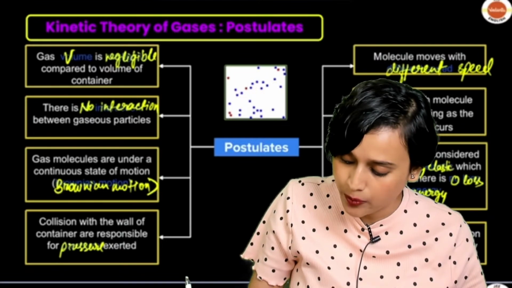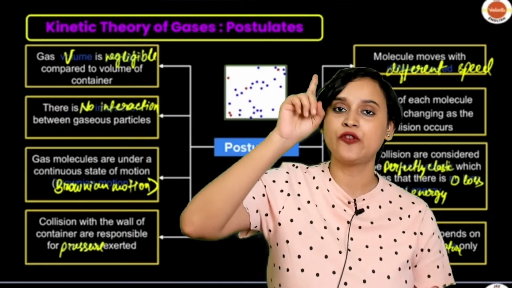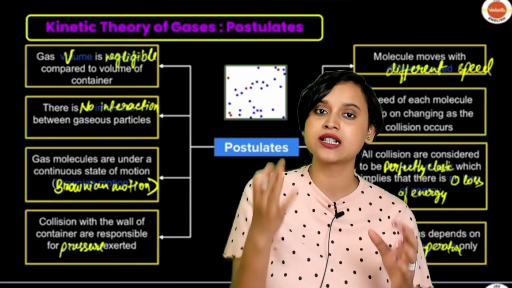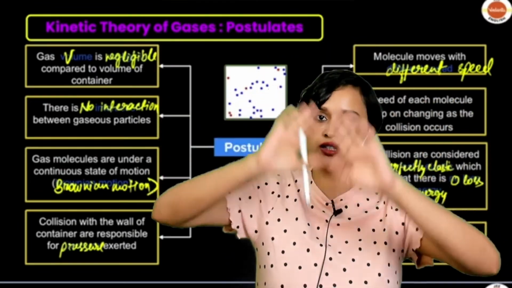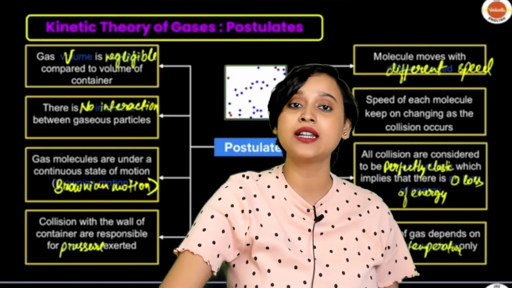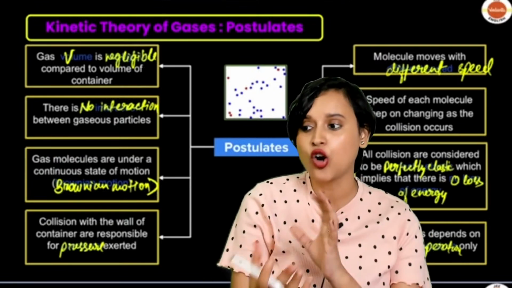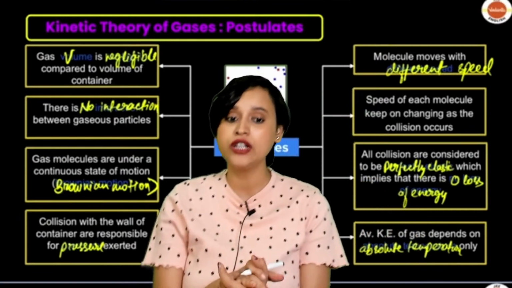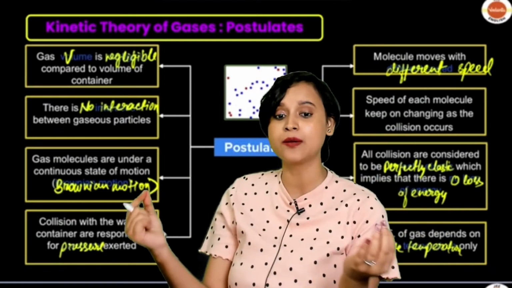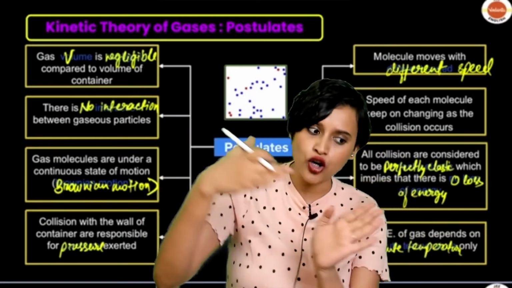Okay. So these were the postulates, but you just have to remember 4 or 5 of them. So just remember, everybody, that first of all, we considered that the gas volume is negligible when you are considering the whole volume of the container or the room. Then we said that the particle motion is actually in a zigzag manner. They are constantly moving. That is your Brownian motion. Then we said that particle collision: they're always moving in straight lines.